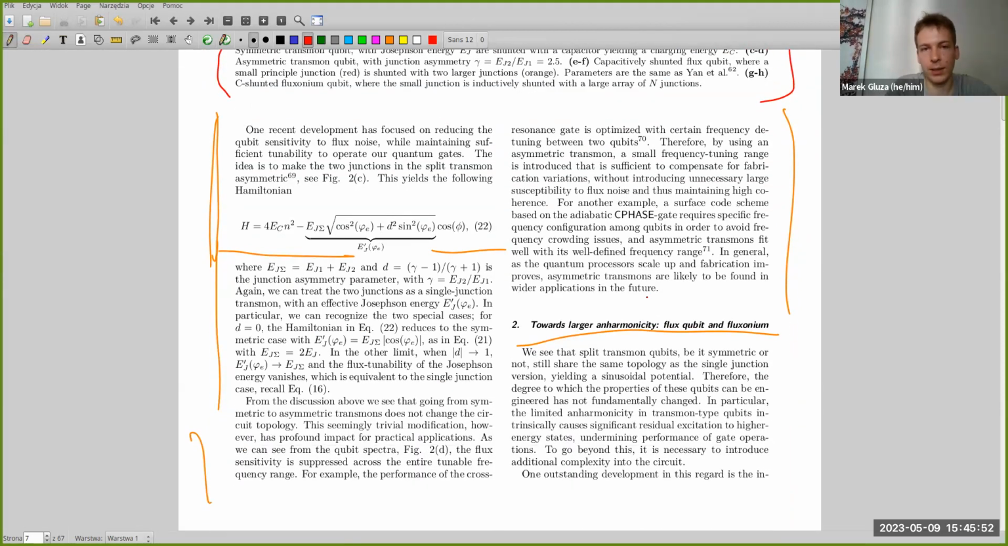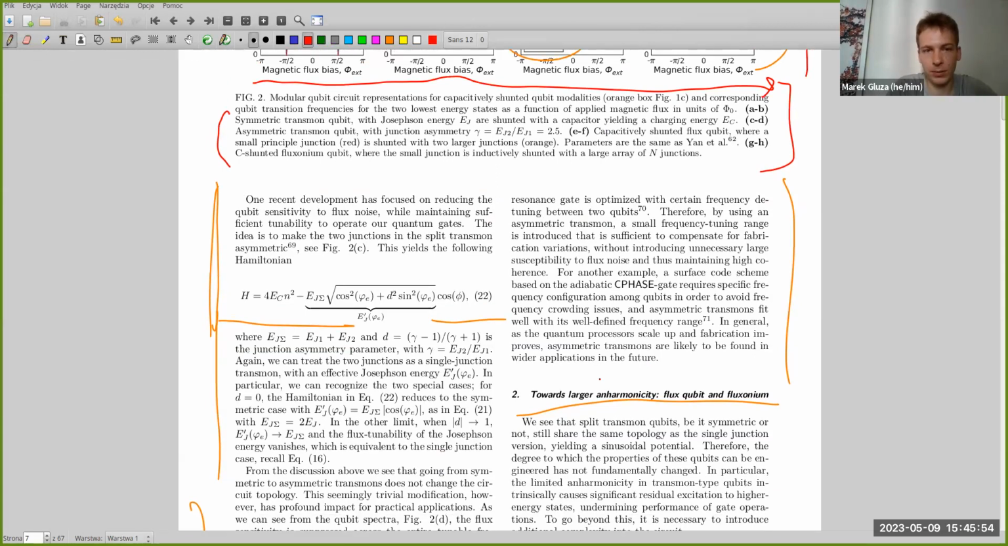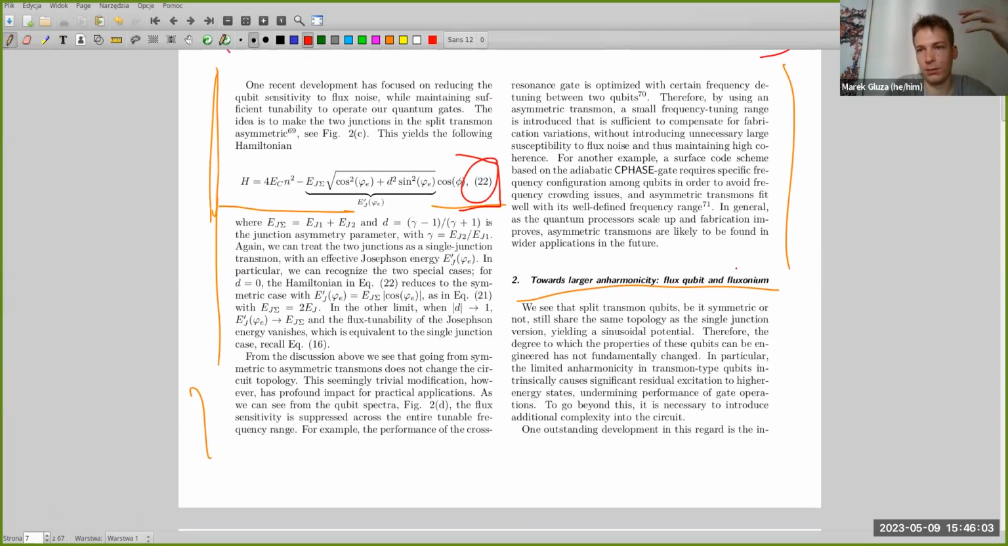Then you start seeing, okay, even if I split a transmon, I will have a Hamiltonian that is mimicking a regular transmon. If I have an asymmetric transmon, then I have equation 22. All those are complications, but you can just continue reading and things will be fine. Yeah?